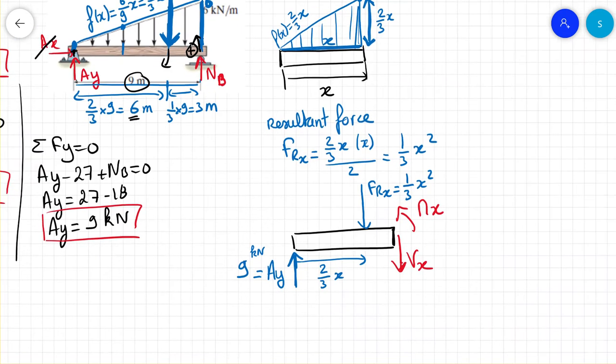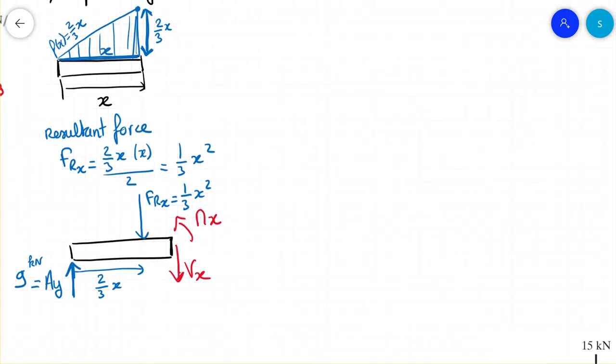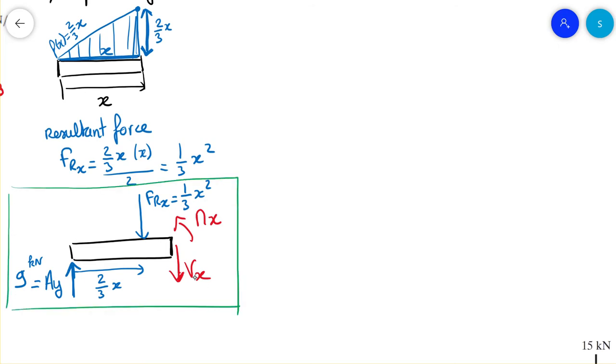Okay, so we will use this free body diagram to solve for Vx and Mx. And this distance there, let me put it in, is 1/3 of x. Okay, the total length of the beam is x. This is 0, and this is x.